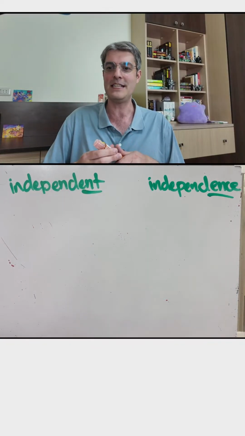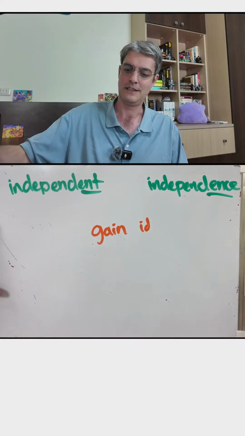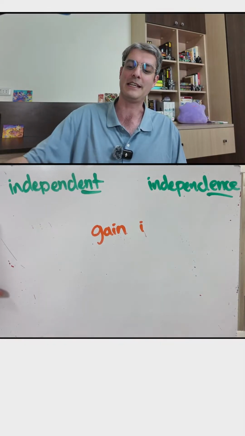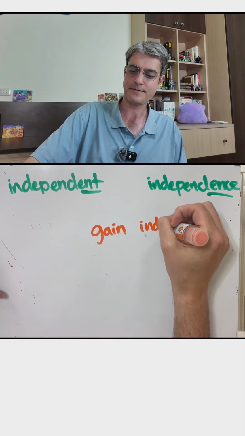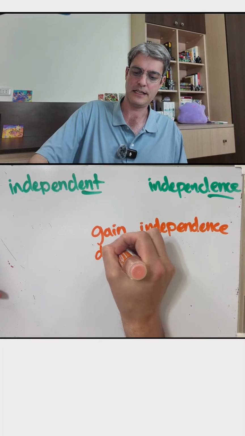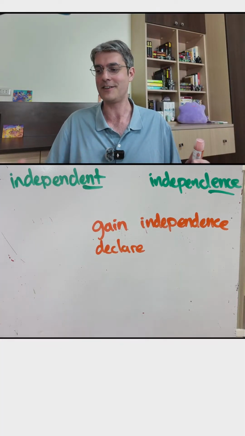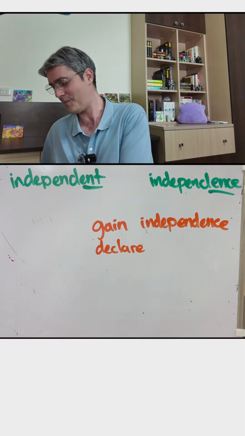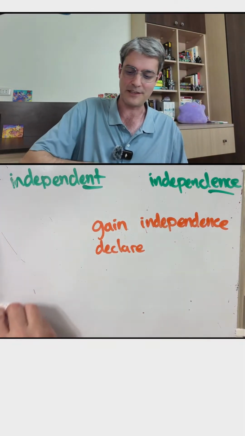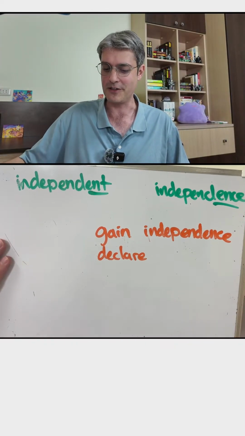And then over here with independence, we may gain independence. Sorry about that. May gain independence. Or declare independence. So when a territory declares independence, they are saying we are no longer a part of that country. And when you gain independence, you or a country is no longer controlled by another country. So a colony is no longer controlled by another country.